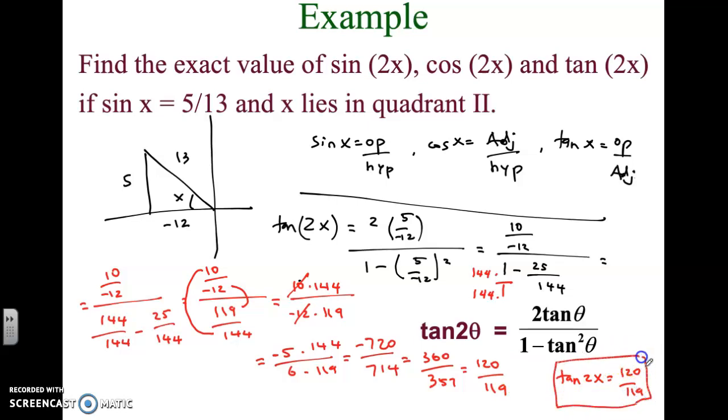So that's the idea about those ratios. The main thing is to make the triangle and find the 3 sides, and make sure that you use the quadrant. That's how we knew that this piece was going to be negative, because remember, in Quadrant 2, your sine, or your y value, is positive, but your x value is negative.